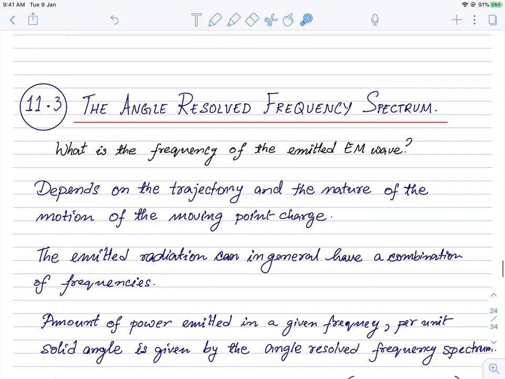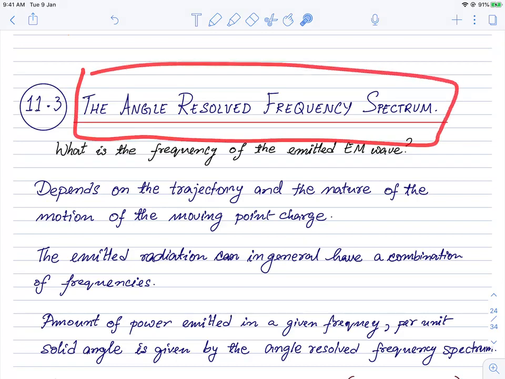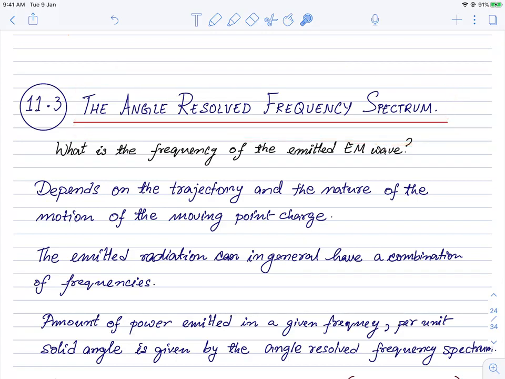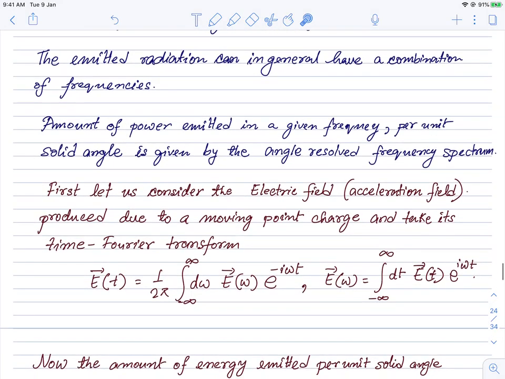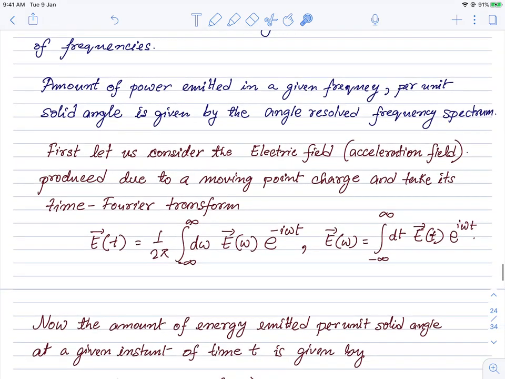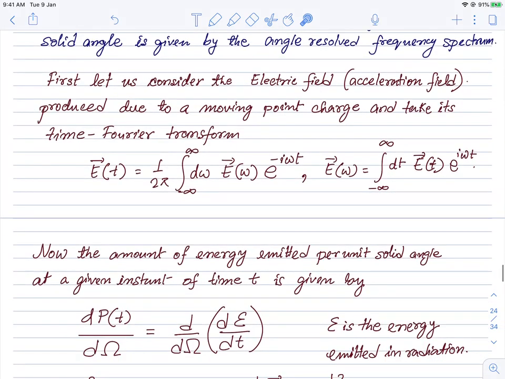In order to denote that, there's something called the angle resolved frequency spectrum that one writes down. Let me just quickly tell you what that is. This is also very commonly used. So first, in order to appreciate that, let us consider the Fourier transform of the electric field. Again, I haven't used a different notation for the Fourier transform. You can just look at the argument.